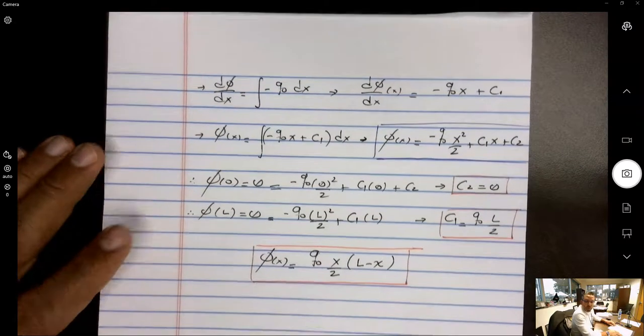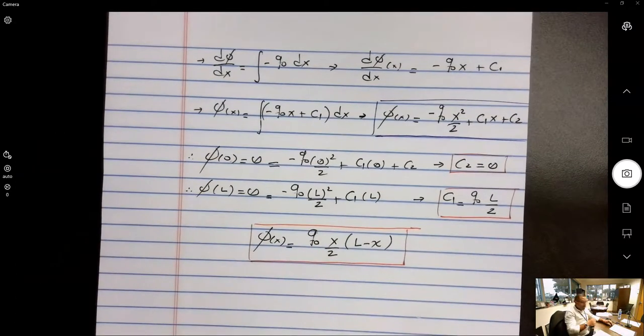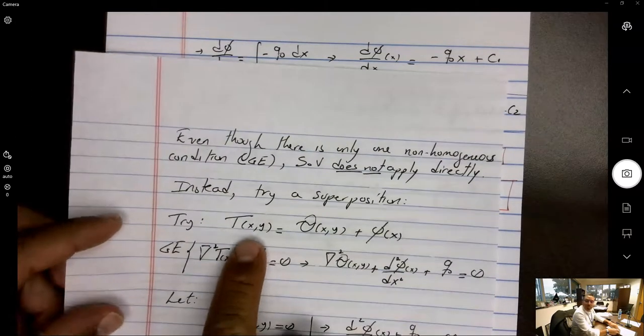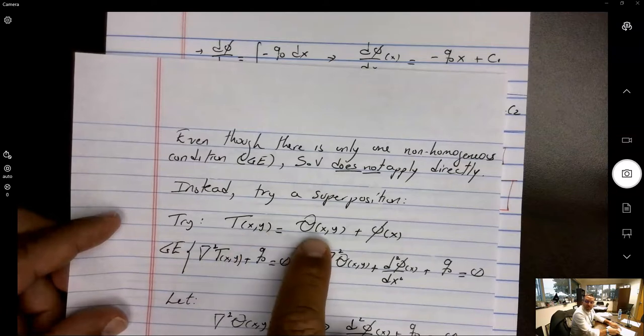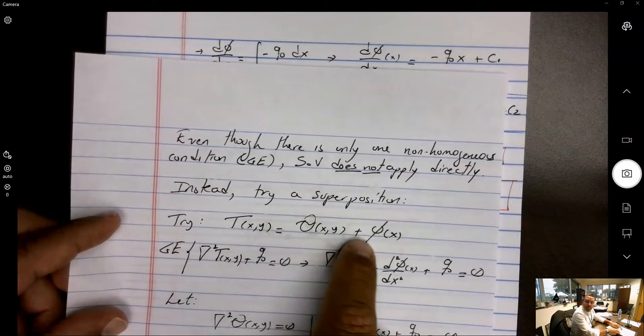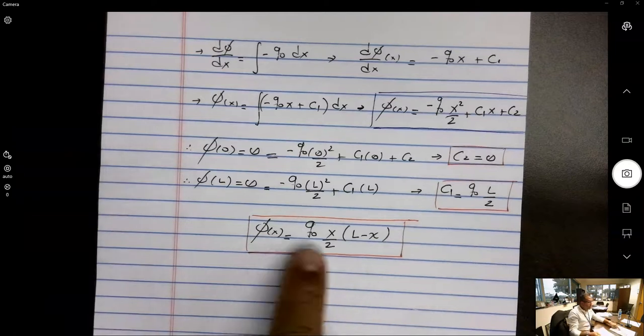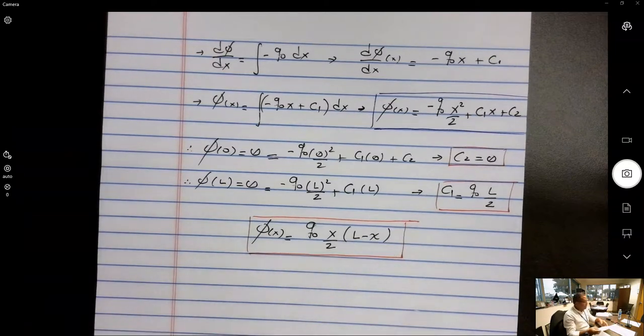So it's just some quadratic function, some parabola in the x direction. Again, that's arbitrary, because we said originally that we were going to superimpose, we're going to assume that t is theta of x and y plus phi of x. We could have said phi of y, and this would have worked exactly the same way. It's just this function would have been a function of y. So it works out this way.